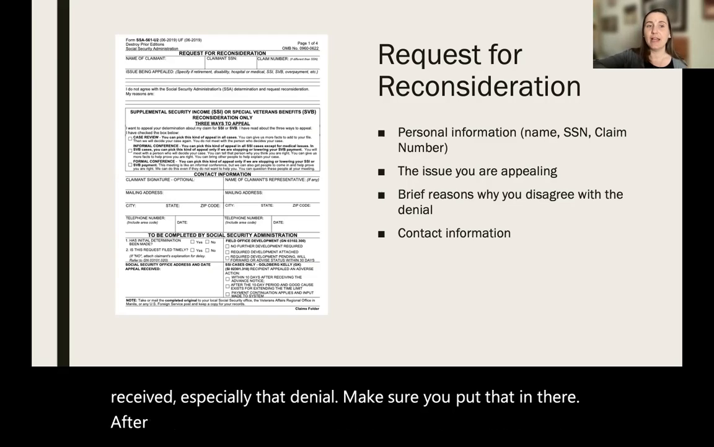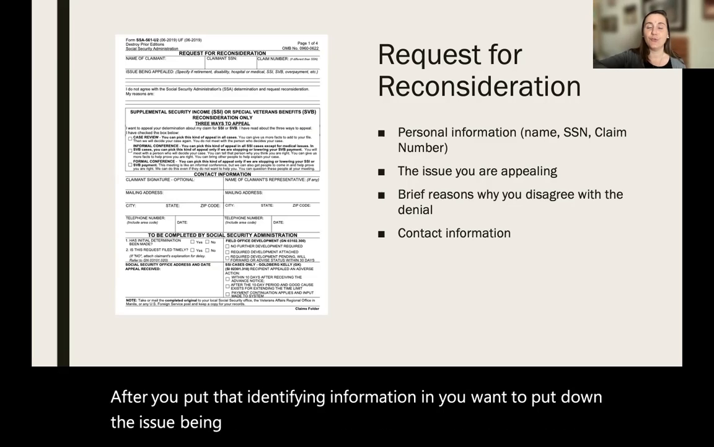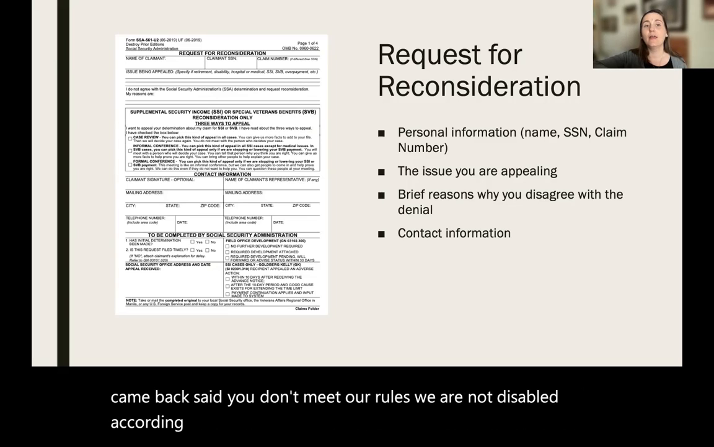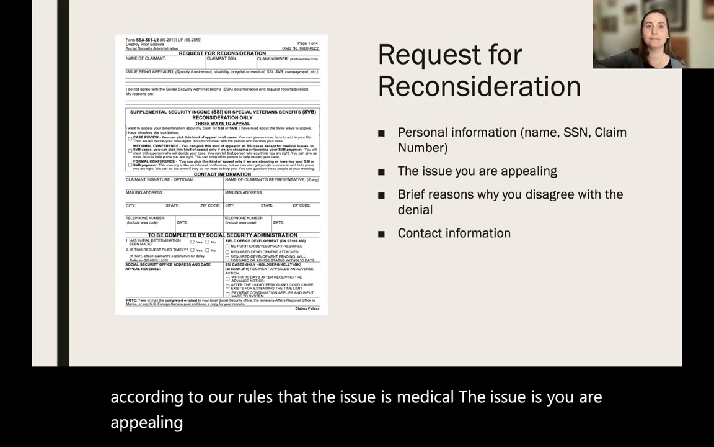After you put that identifying information in, you'll want to put down the issue being appealed, okay? If you filed for disability, Social Security came back, said you don't meet our rules, you're not disabled according to our rules, the issue is medical. The issue is you are appealing the fact that you are disabled.